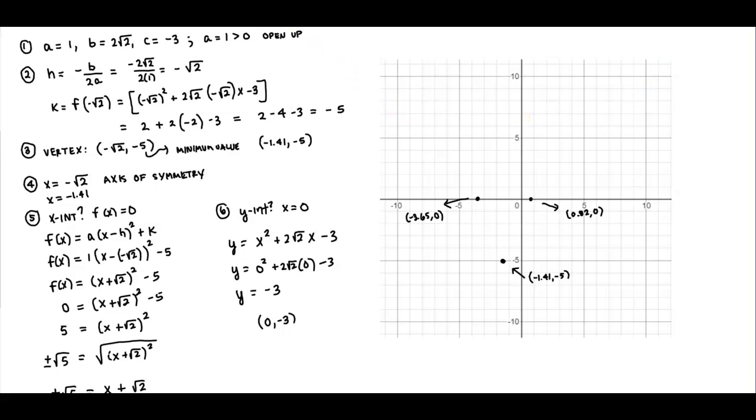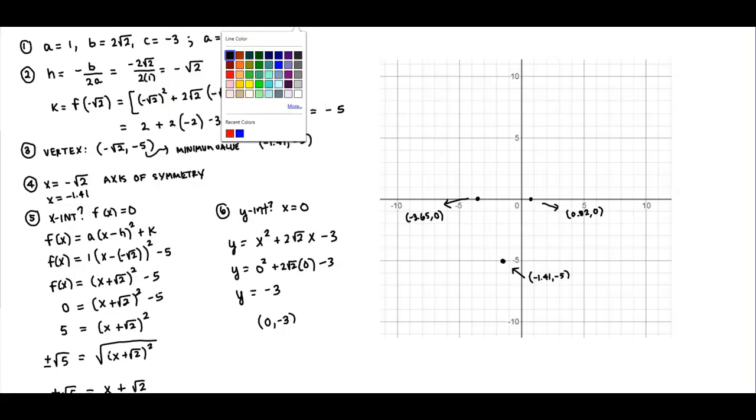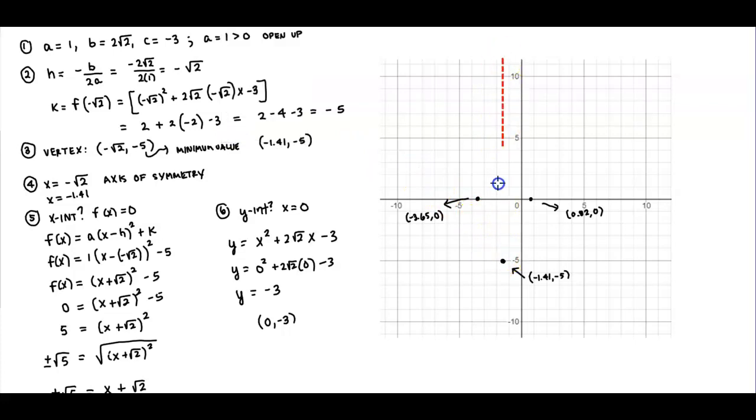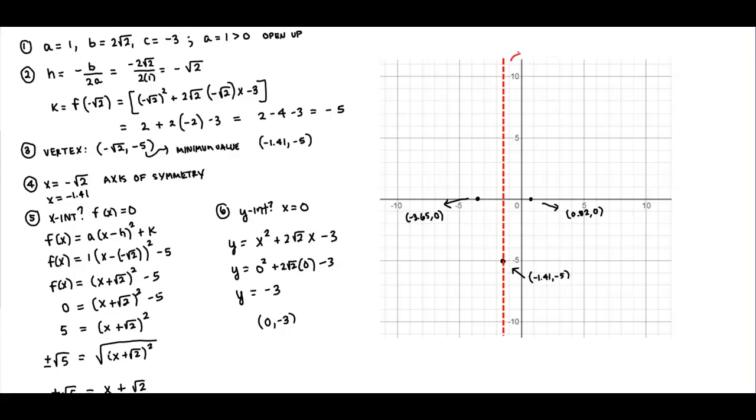Okay, and then what else do we know? We know that the axis of symmetry is going to go through the following. So the axis of symmetry is x equals negative 1.41. So let's go ahead and draw our axis of symmetry through that point. So there is our axis of symmetry. And that means that x is equal to negative square root of 2, which is approximately negative 1.41.